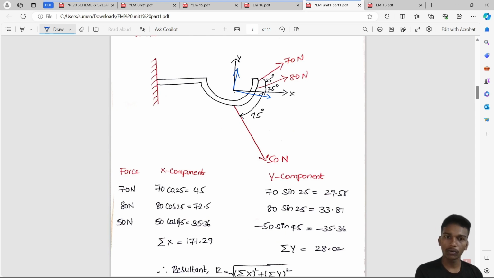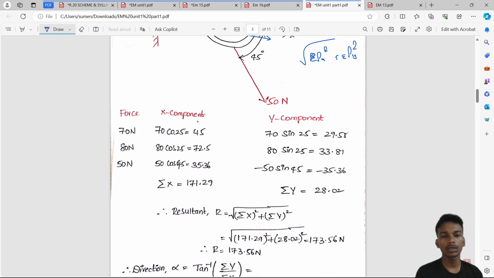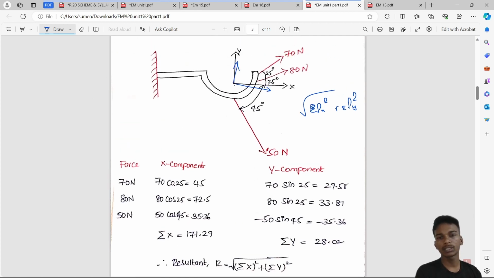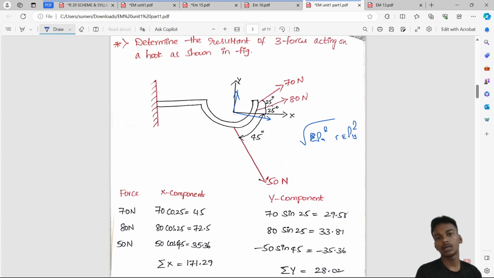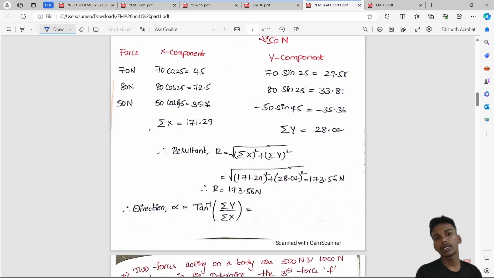Then we are going to add up all the forces in y direction, all the forces in x direction. Then we are going to take the under root of sigma Fx square plus sigma Fy square. See, that's what I have found here. For 70 newtons, x component turned out to be 70 cos 25, and for 80 newtons, 80 cos 25. For 50 newtons, 50 cos 45. Everything is mentioned in this diagram. Don't worry. Angle for every force is mentioned over here, and I have found its x components and y components, and its respective summation, summation Fx and summation Fy, and I found its resultant.